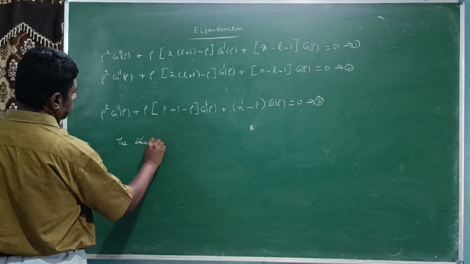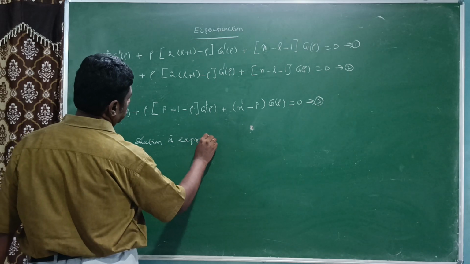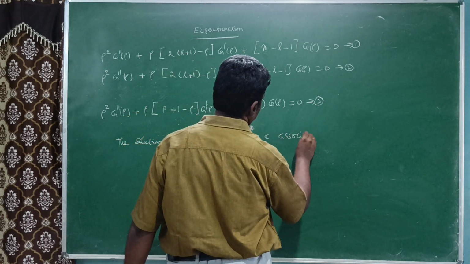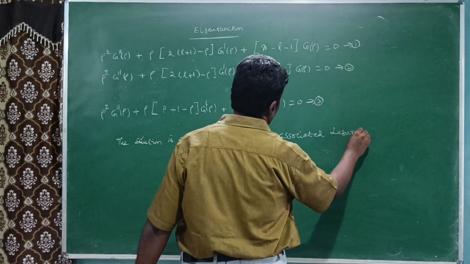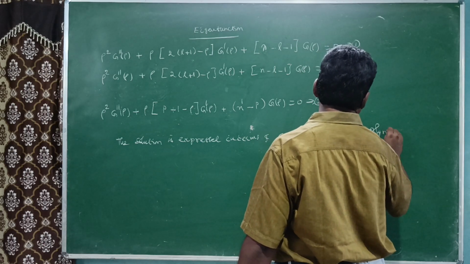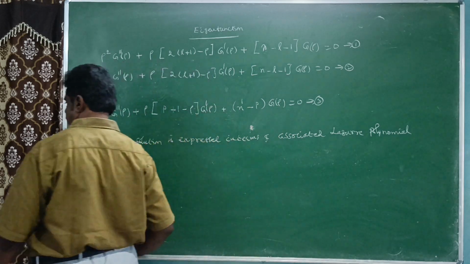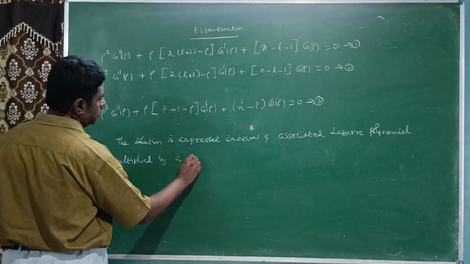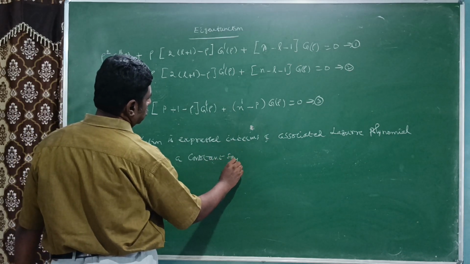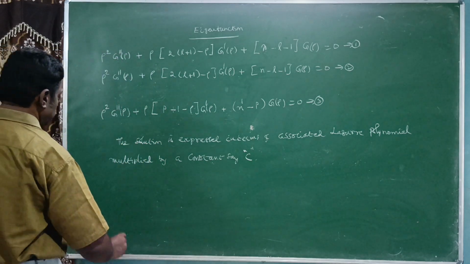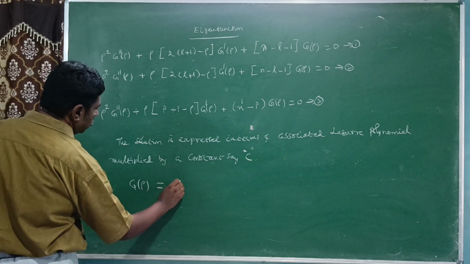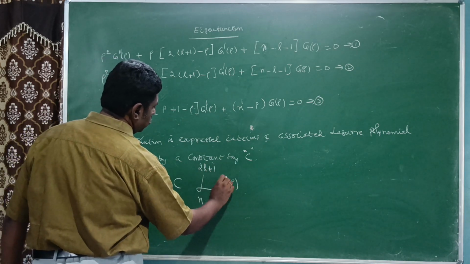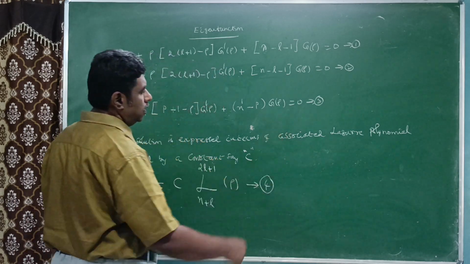The solution is expressed in terms of the associated Laguerre polynomial multiplied by a constant, say C. Now the solution is g of rho, which is equal to some constant C into the Laguerre polynomial L of 2l plus 1 of rho. This is a solution for equation 3.